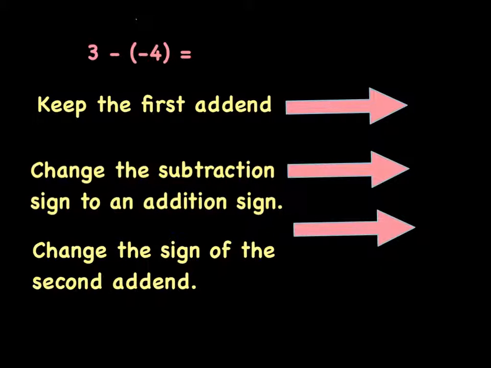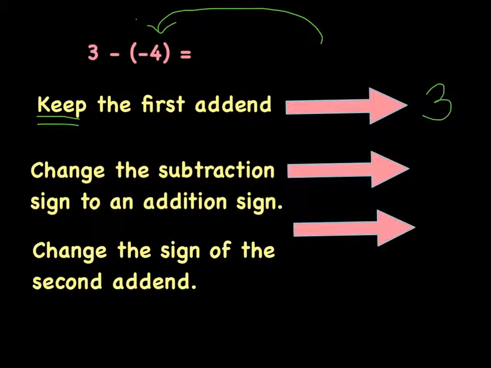3 minus (-4). Note that we have our parentheses around the -4 so that we know that -4 is different from the subtraction sign. So the first thing we're going to do in keep change change is to keep the first addend. Remember, an addend is simply one of the two numbers that are being added or subtracted.